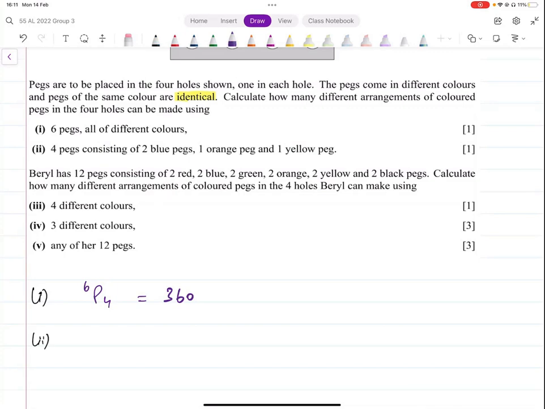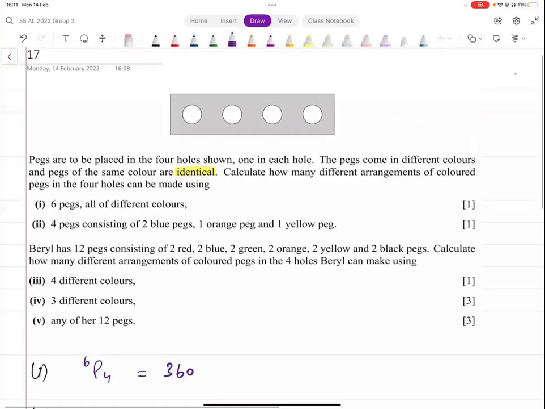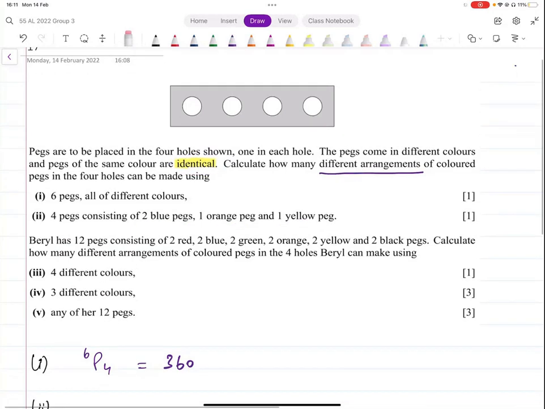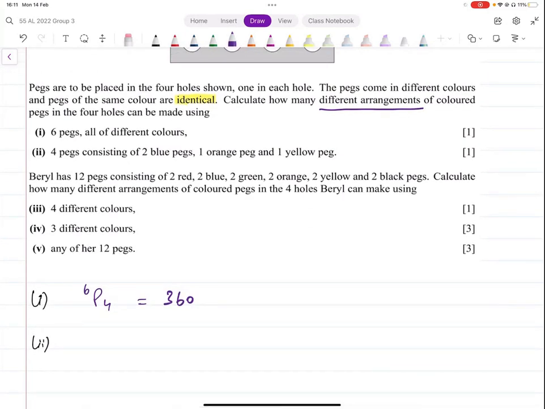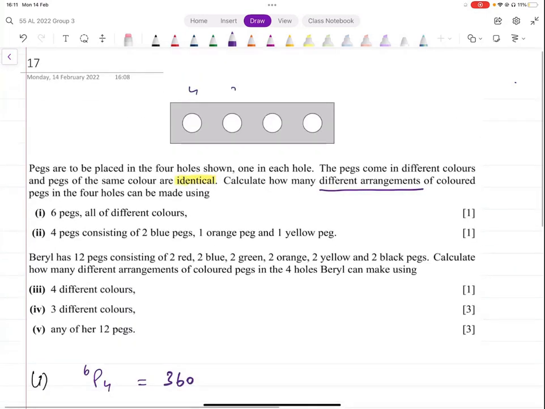Now this is 4 pegs consisting of 2 blue pegs, 1 orange peg, and 1 yellow peg. Now we want to find the different arrangements of colored pegs in these 4 holes, using these 4 pegs that consist of 2 blue pegs, 1 orange peg, and 1 yellow peg. Remember, it's identical. So total, aapke paas 4 objects hain aur 4 places hain. What's the number of arrangements you could have here if there were no repetitions? 4 factorial, right? First mein 4 options, 3, 2, 1, that's 4 factorial.